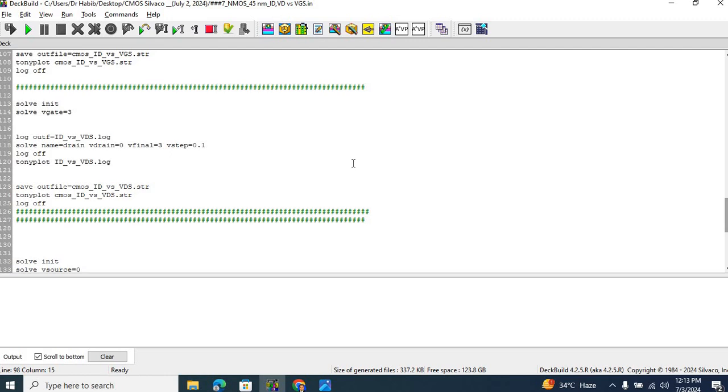Similarly, in the second block, I want to look at ID versus VDS characteristics of this structure, drain current versus drain to source voltage. So I've set the gate voltage to 3 volts, and I'm varying the drain voltage from 0 to 3 at a step of 0.1, and then I save the results.